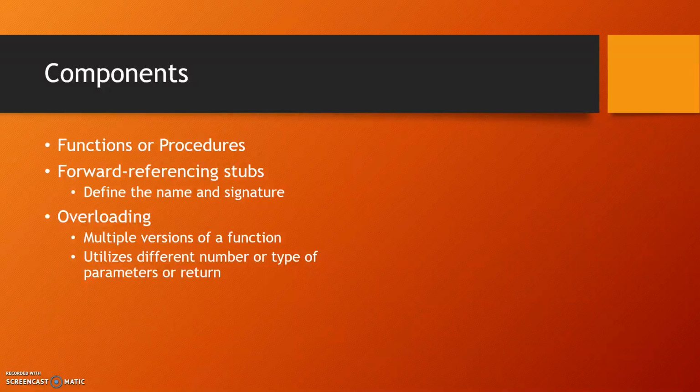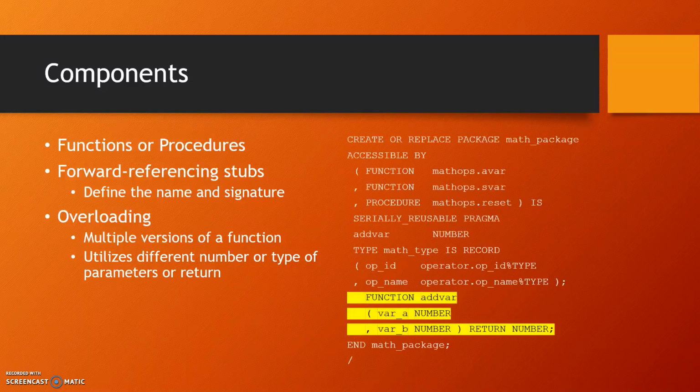Components in a package can be functions or procedures. They are forward-referencing stubs which define the name and signature. You can also overload, like using multiple versions of a function or utilizing different numbers and types of parameters or returns. On the right, we have created a function that will return a number.